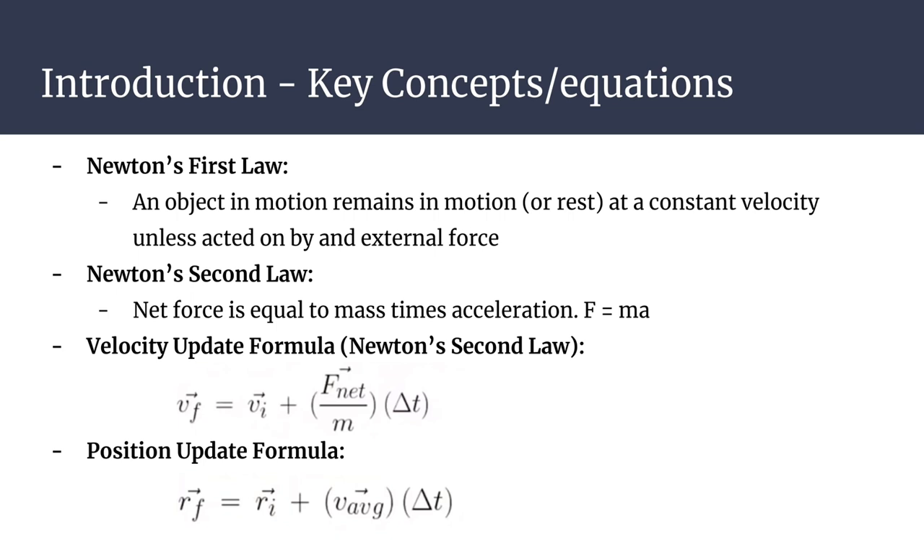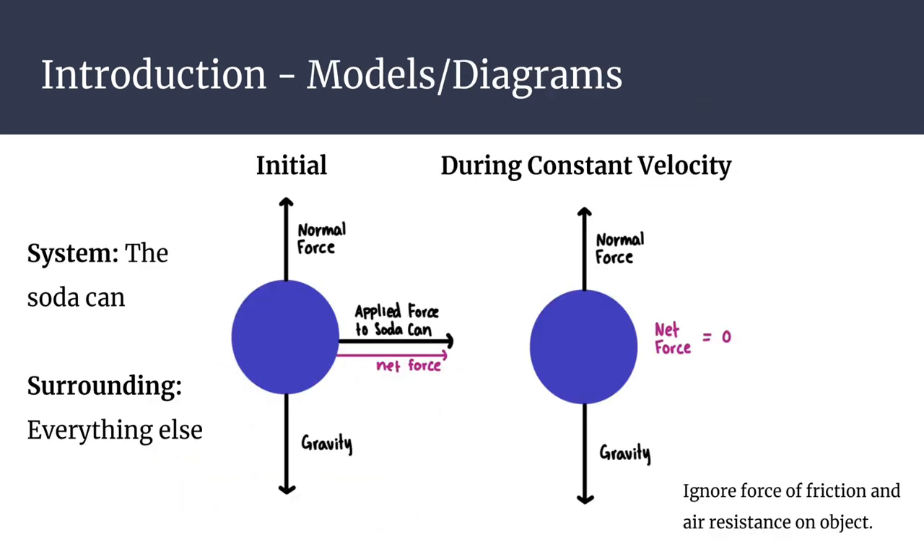Then we have the velocity update formula, which is derived from Newton's second law, and this formula shows why the velocity stays the same, because there's no net force acting on the system. The net force is 0, so the velocity is constant. And then finally, the position update formula. This estimates the next position based on the average velocity in the time intervals. Here are some models to help visualize the net force.